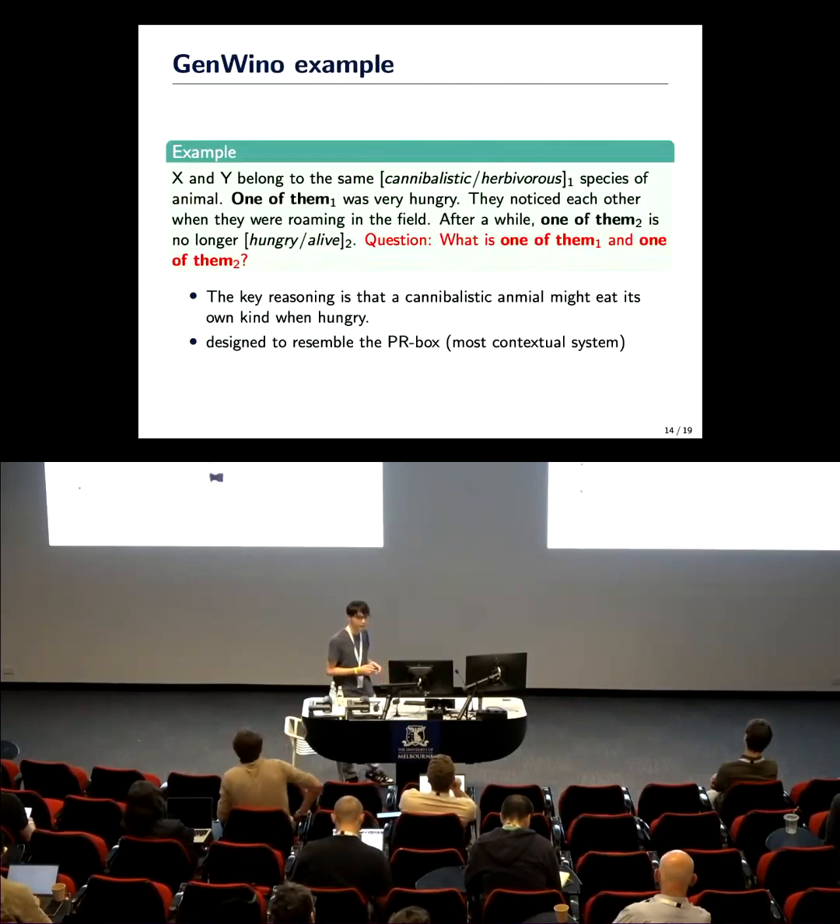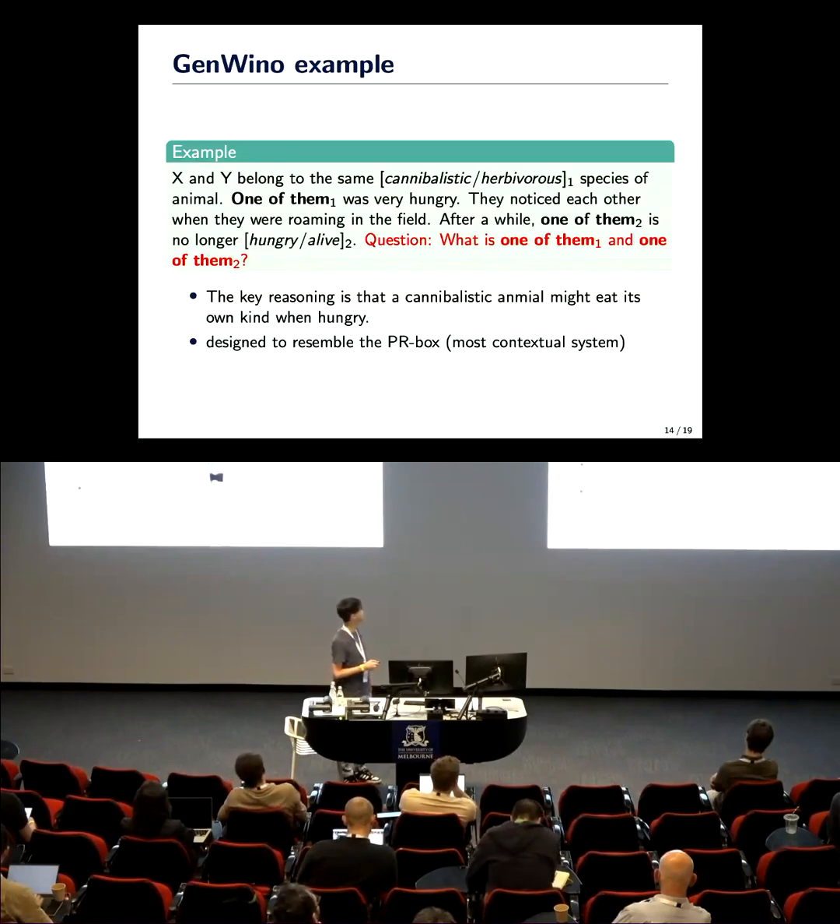So this is one example of a generalized Winograd schema. So X and Y belong to the same. So that's the first special word. That's Alice, cannibalistic or herbivorous species of animal. One of them was very hungry. They noticed each other when they were roaming in the field. After a while, one of them is no longer hungry. That's the second special word. That's the Bob. And the question is, what is one of them referring to, and what is one of them referring to?